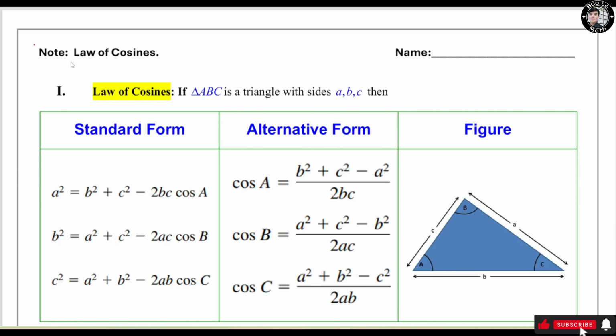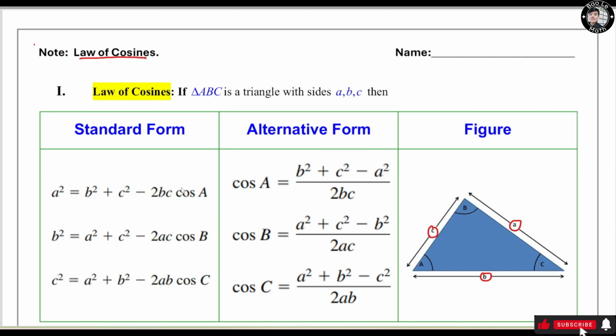Hello everyone, in this video we're going to explore the law of cosines. We have the formula a squared equals b squared plus c squared minus 2 times b times c times cosine of the angle opposite to a, which is angle A. Similarly, you have b squared equals this guy and c squared equals this guy.